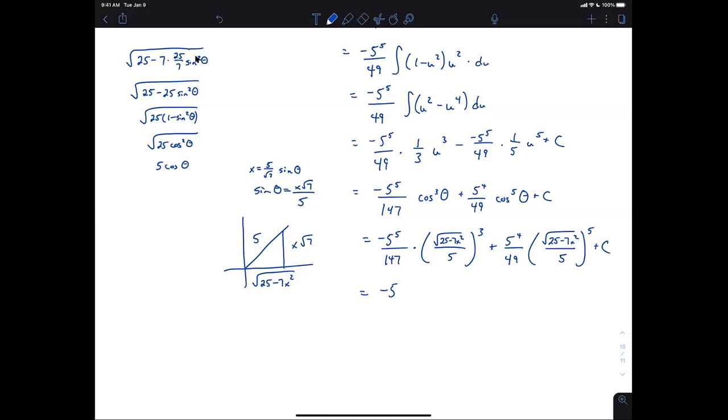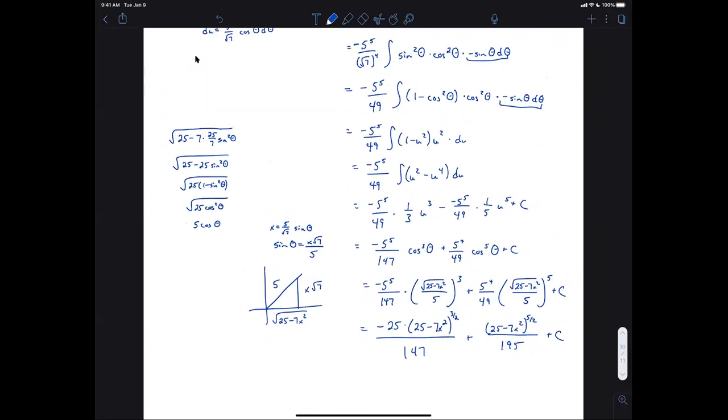We can make it -5 to the 5th times 25 minus 7x squared to the 3/2. And it's over 5 to the 3rd, so that's really -5 squared, so -25 over 147, and then plus 25 minus 7x squared to the 5/2. 5 to the 4th cancels with 5 to the 5th, so we get 5 times 49, which is 245, plus c. That's the answer, and that's how to do it using trig sub.